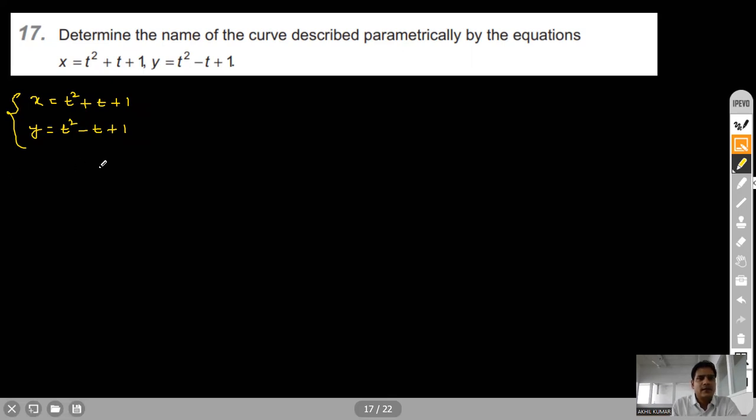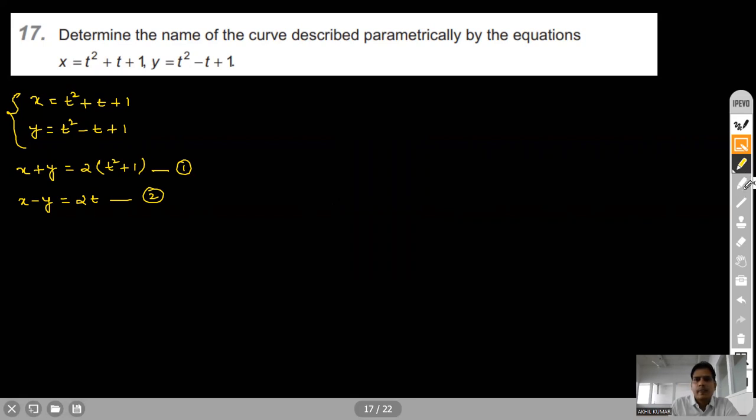So let's try it. Let's add both these equations. So what we will have? x plus y is equal to 2t square plus 2, since I have taken 2 common. And one more thing you can do: subtract. So x minus y is equal to, this thing will cancel out, this one will also cancel out, and this will be 2t. Okay, these are the two equations we got.